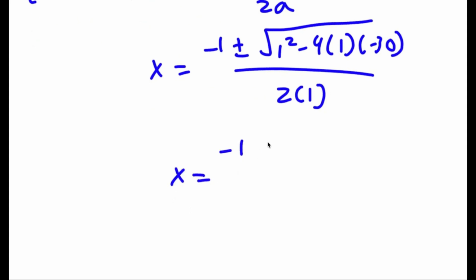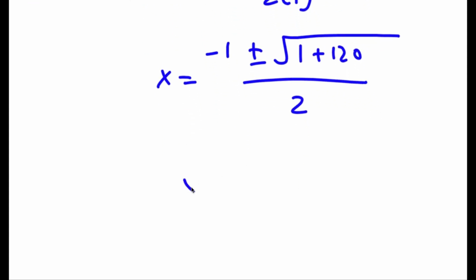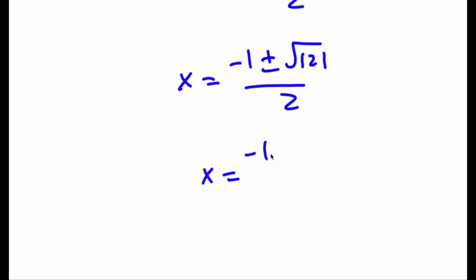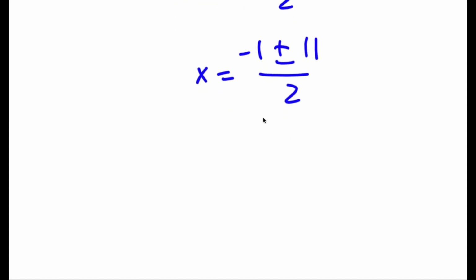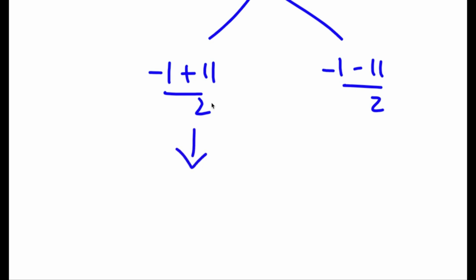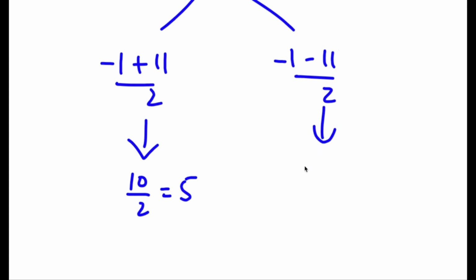So this simplifies to negative 1 plus or minus the square root of 1 plus 120 all over 2. Now 1 plus 120, that's equal to the square root of 121 over 2, and the square root of 121 is 11. So I have negative 1 plus or minus 11 over 2. So this gives me two expressions. I have negative 1 plus 11 over 2, and I have negative 1 minus 11 over 2. Negative 1 plus 11 over 2, this is equal to 10 over 2, which is equal to 5. Negative 1 minus 11 over 2, this can equal negative 12 over 2, which is equal to negative 6.